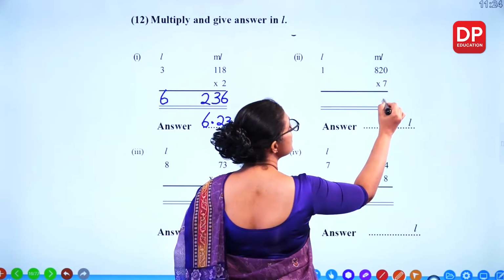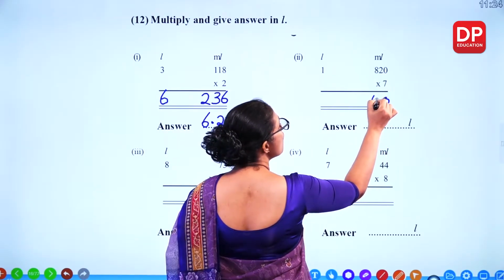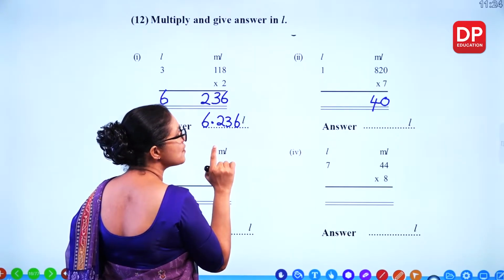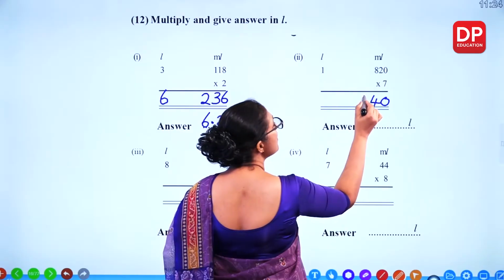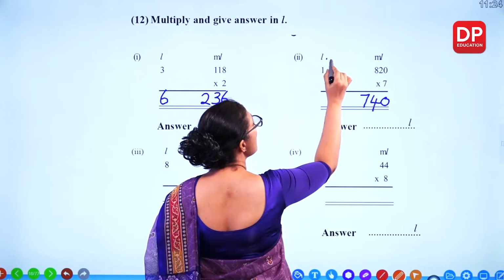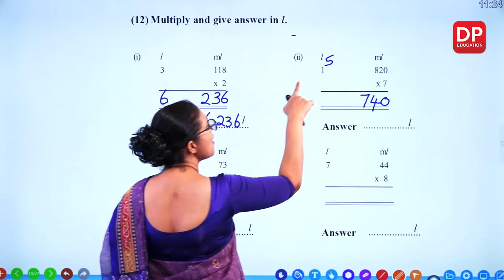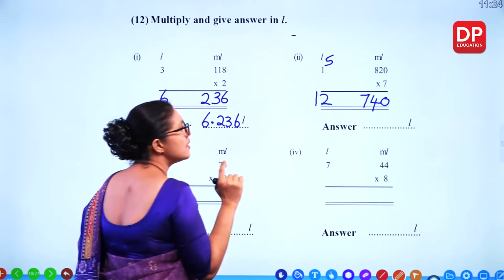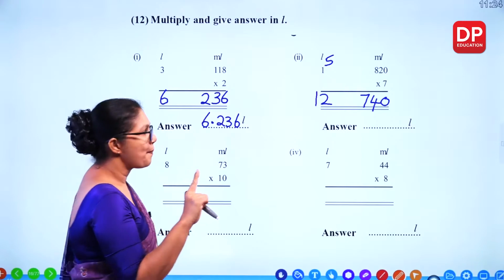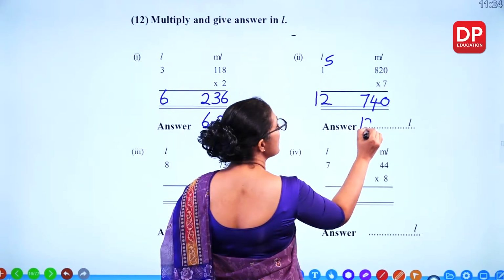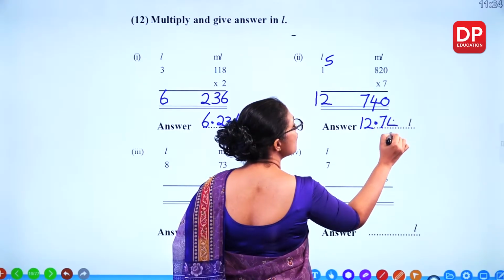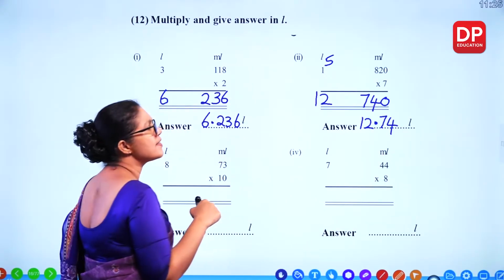7 times 0, 0. 7 times 2, 14. 1 remaining. 7 times 8, 56. 56 plus 1, 57. 5 remaining. 7 times 1, 7. 7 plus 5, 12. Now 12 liters are there. You can write 12. This becomes the decimal value, 0.74. No need to write down this 0.